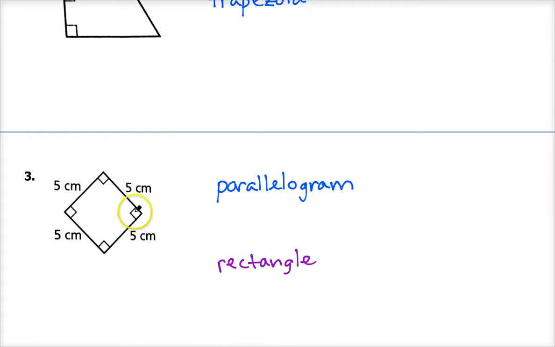The sides are all congruent to each other. So because the sides are all congruent and it's a parallelogram, it's also a rhombus. So that's another name we can give this figure. And then finally, because it's a rectangle and all of the sides are congruent, we can also call this a square.